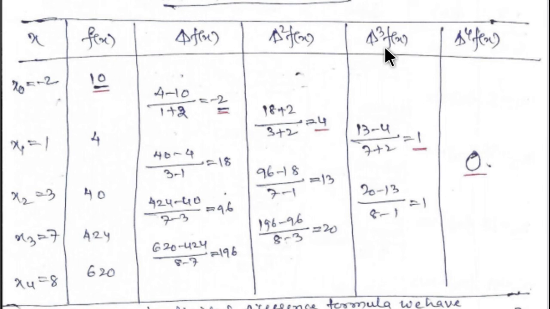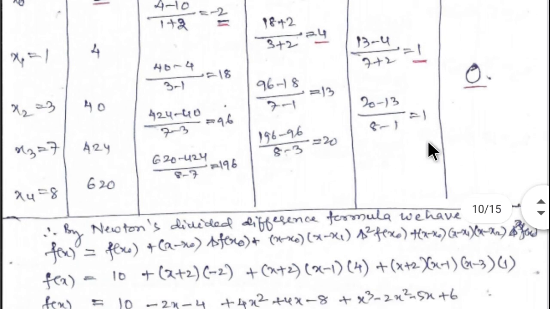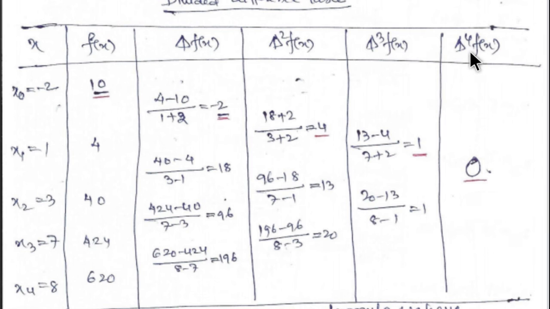So delta cube of f of x, that is the third order divided difference: 13 minus 4 divided by 7, that is x3 minus x naught, 7 plus 2, simplifying you get 1. Okay, 20 minus 13 divided by 8 minus 1, that is x4 minus x1, 8 minus 1, equal to 1 you get. So if you take delta fourth, the fourth order divided difference, clearly you get 1 minus 1, 0.